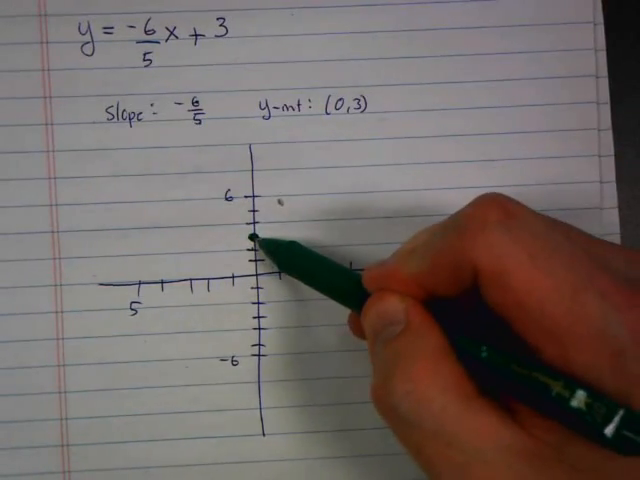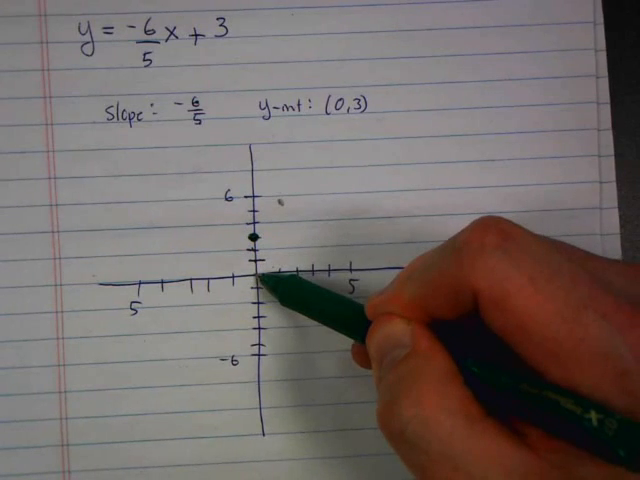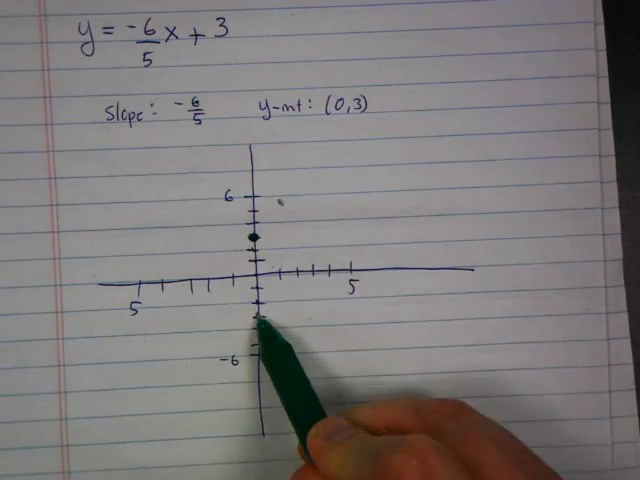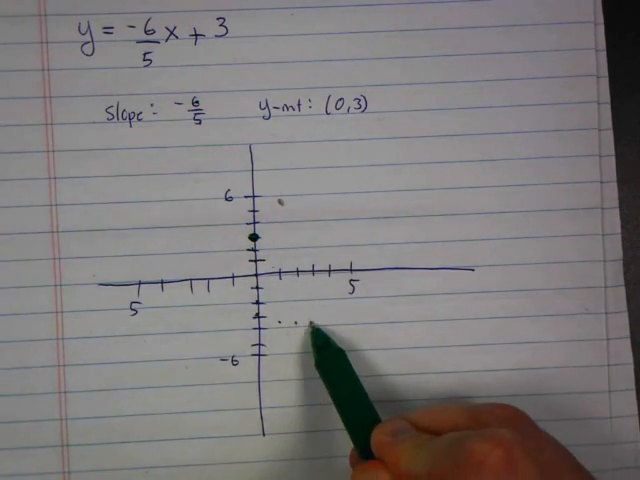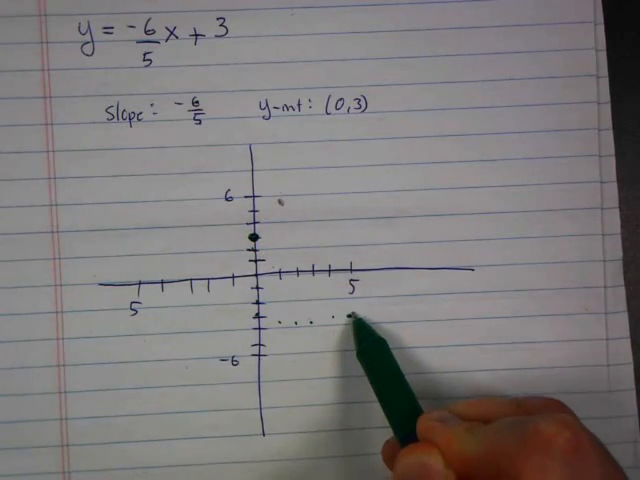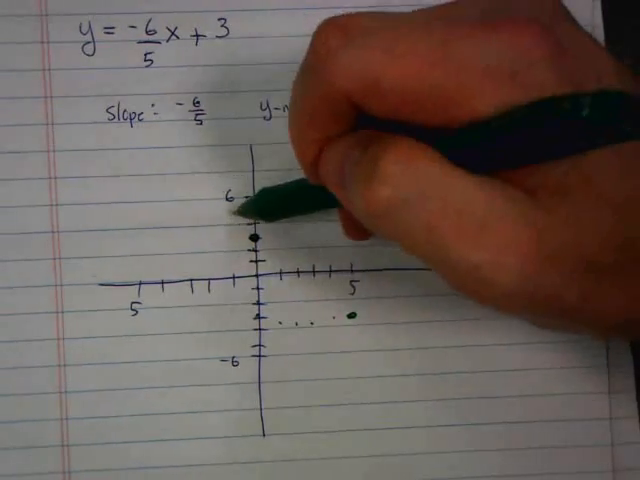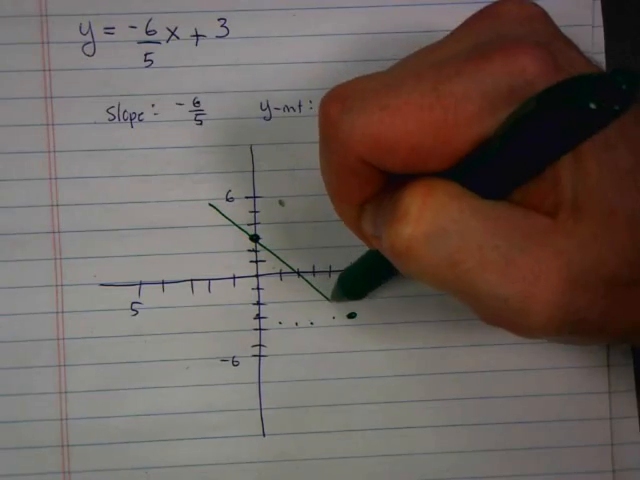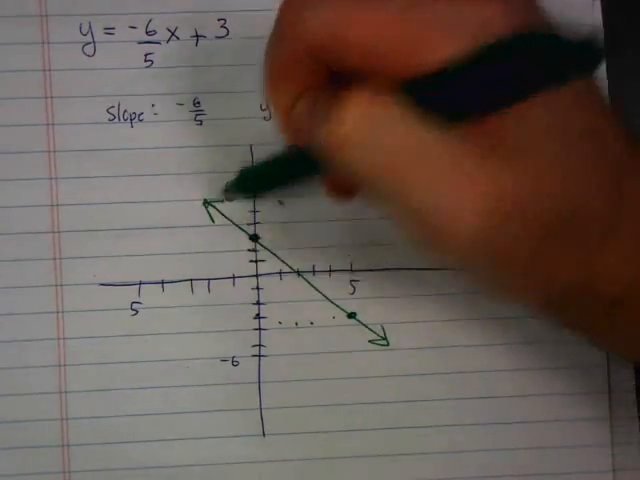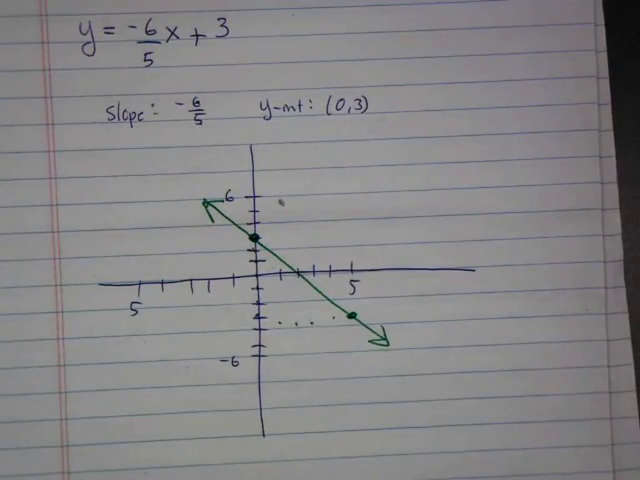So I start here, I go down 6. 1, 2, 3, 4, 5, 6. And then I go over 5. 1, 2, 3, 4, 5. I draw a dot. Then I play connect the dots. And I'm all done. There's my answer.